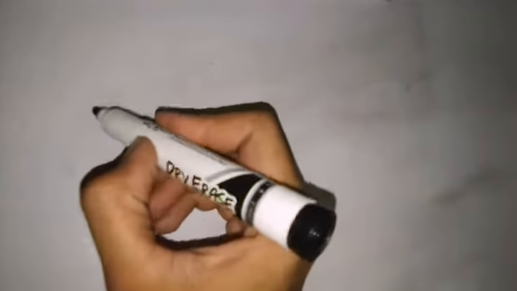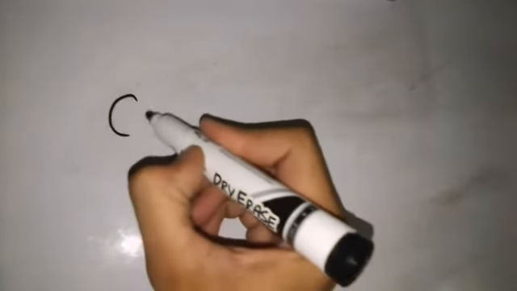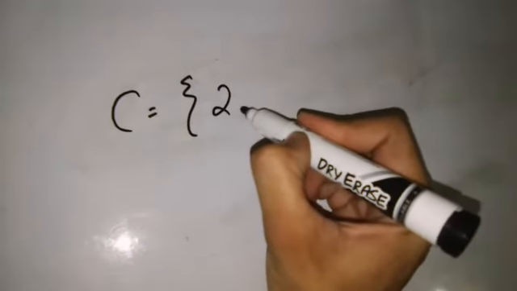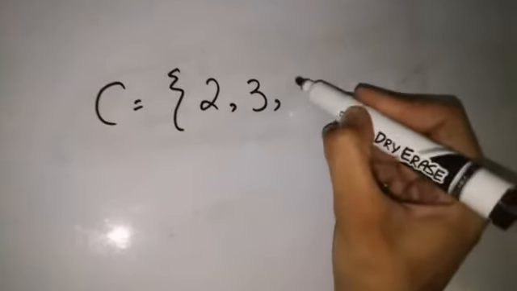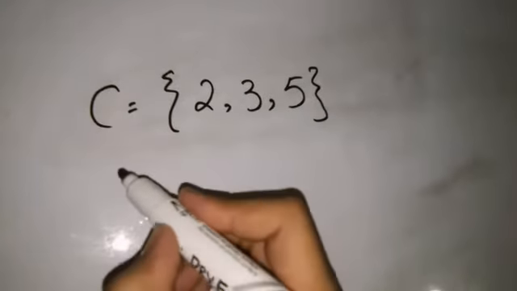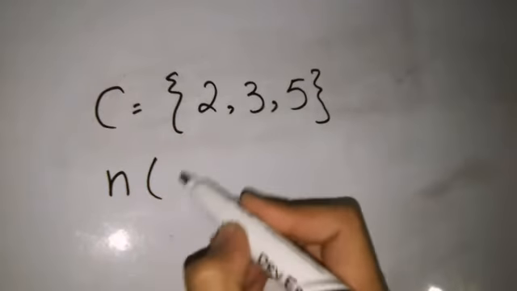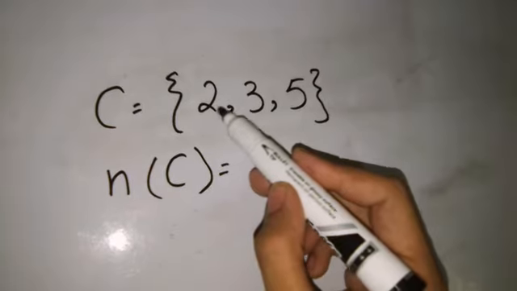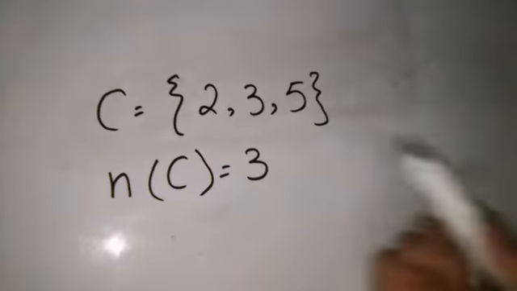Part C: C is equals to prime factors of 30. First of all, we will write the prime factors of 30. The prime factors of 30 are 2, 3, 5. Now we will write the cardinal number n(C), the number of elements, that is 1, 2 and 3.